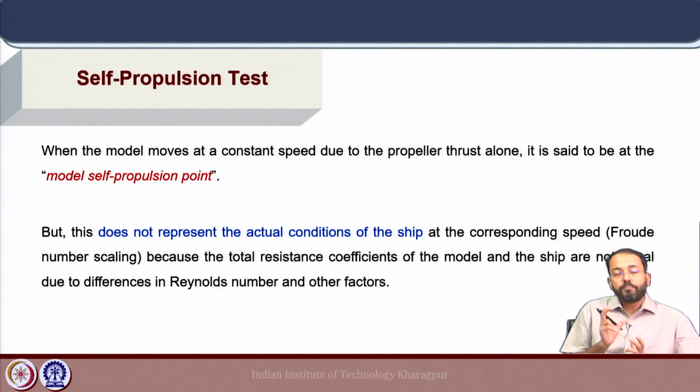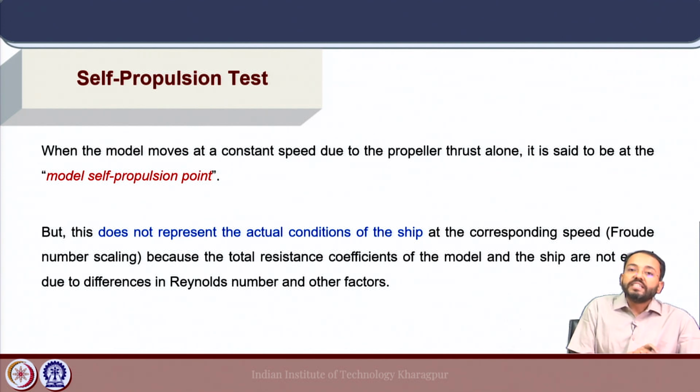The self propulsion point of the model is not equal to the self propulsion point in the full scale or in the ship scale. Why? Because we have done Froude scaling. We have seen, when we discussed similarity, that we have maintained Froude scaling between the model and full scale. That is, we have maintained the ratio of the inertial force to the gravity force. So, in order to maintain that, we have got a similar wave making pattern in the model and full scale, where the length with respect to the velocity is scaled.